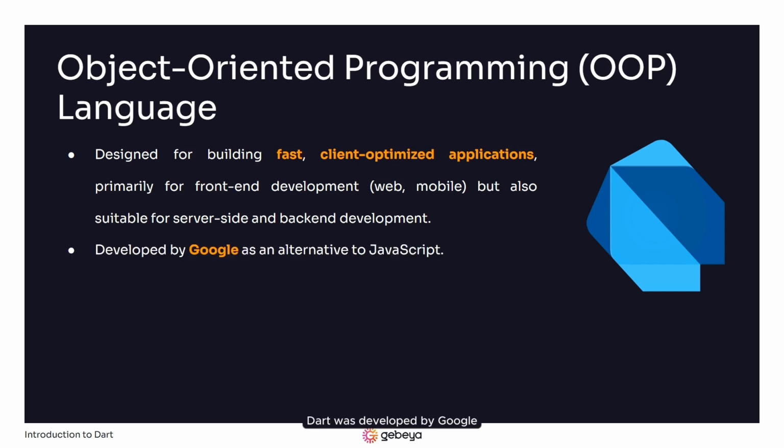Dart was developed by Google as an alternative to JavaScript, providing a more structured and modern approach for developers. What makes Dart particularly appealing is its emphasis on clean code and developer productivity. This helps you write clear, efficient code that is easy to maintain as your projects grow.